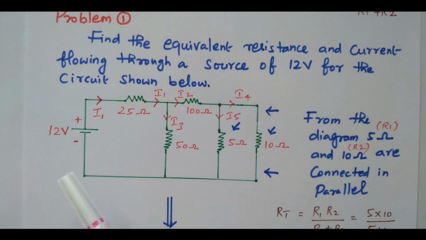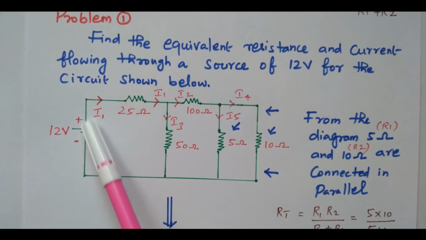Now we'll see how to identify the series and parallel resistors. If the same current is flowing through the resistors, those resistors are connected in series. If the current is diverted at a point, that means those two resistors are connected in parallel. So based on the current value, we can easily identify whether it is connected in series or in parallel, right? If the same current is flowing, it means series; if the current is diverted, it means parallel. So we start from here.